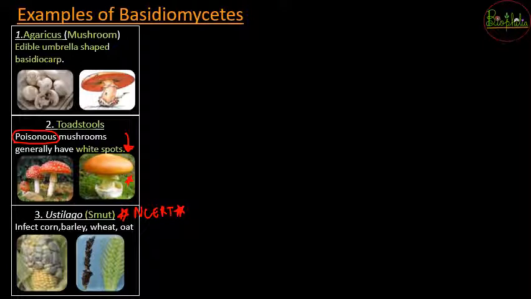So Ustilago is important, that is smut. Then Agaricus is going to be an important point because it is mentioned in NCERT. So there is a high chance that questions can arise from these examples. So Ustilago, which is also called smut, is going to infect corn, barley, wheat and oat.